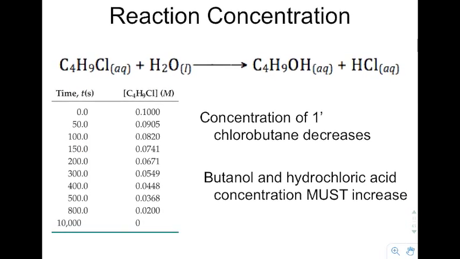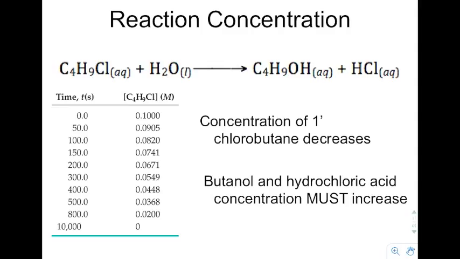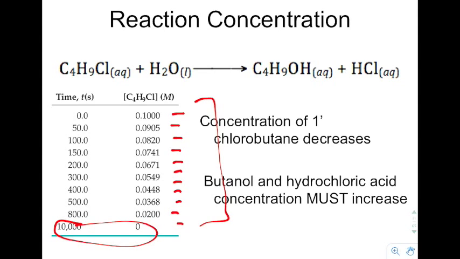So, when we look at reaction concentration, the first thing we want to do is look at our balanced chemical equation. We do have a balanced chemical equation right there, and that's 1-chlorobutane. If you look at our table here, the concentration of 1-chlorobutane decreases with each time period to the point where we get to 0. Whenever it decreases, the butanol and hydrochloric acid must increase, because if this goes down, it has to be because we're making this stuff right here. So these things have to go up.